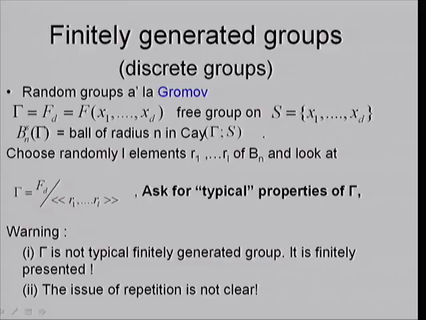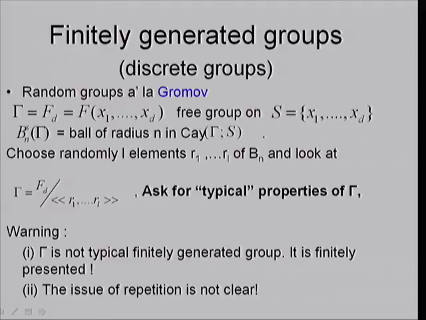Okay. So this is like random groups à la Gromov. You know, Gromov started this type of idea. Let me just say briefly what the subject is about. So you take a free group F_D on D generators, X1 up to XD. You look at the ball of radius n in the Cayley graph with respect to these generators, and then you choose randomly L elements, R1 up to RL in the ball, and you look at the quotient group, the free group divided by the normal closure of R1 up to RL. And you consider this as a random group, and you ask what are typical properties of this gamma when L is going to infinity.